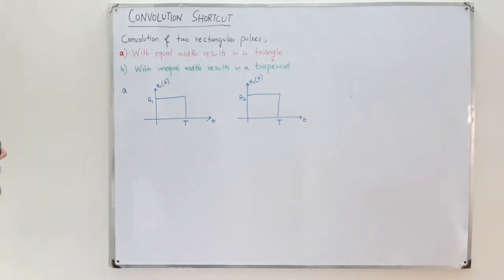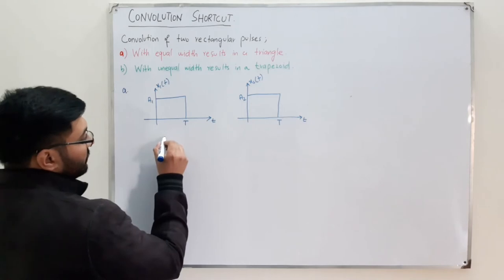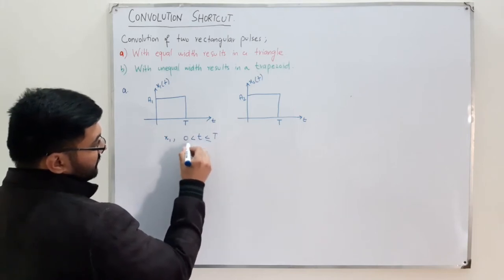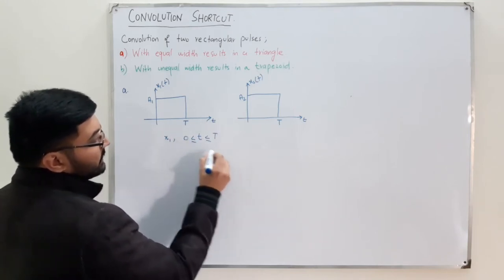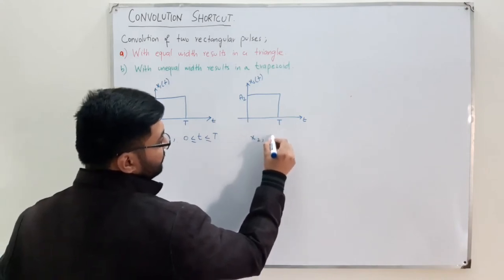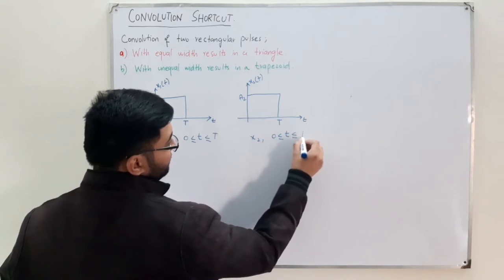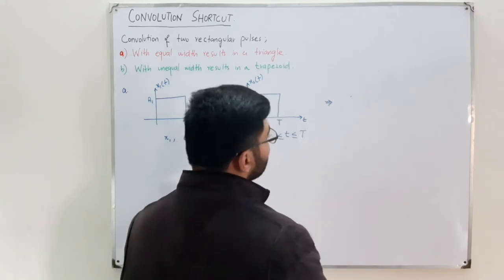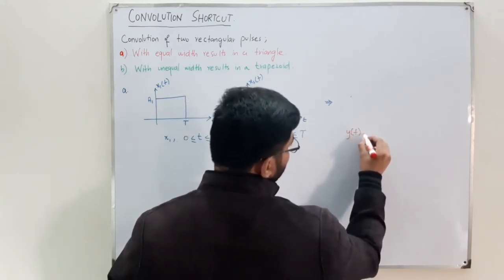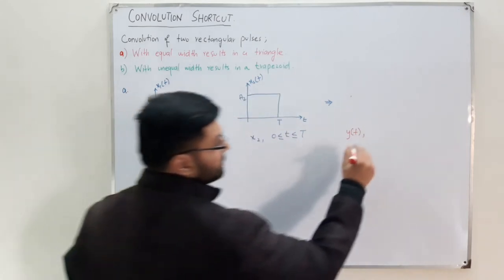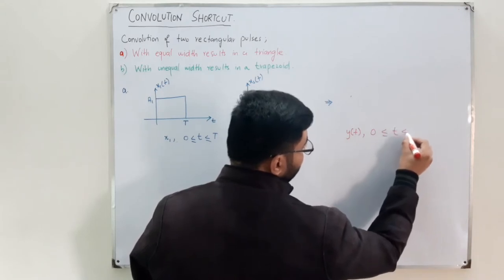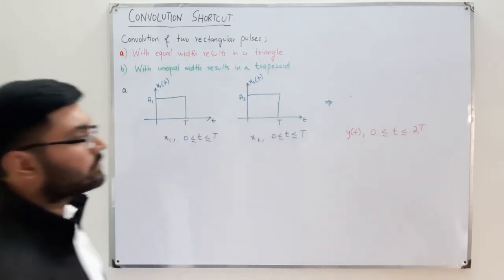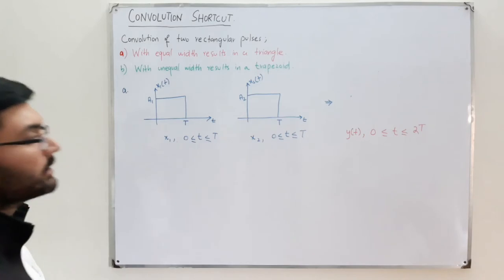Now, we know that X1 exists from 0 to capital T, and similarly X2 also exists from 0 to capital T. So what would the product, that is y of t, be? It would exist from the sum of the lower limits, 0 plus 0 is 0, to the sum of the higher limits, T plus T, which is 2T. So the product would exist from 0 to 2T, something we know from the previous video.